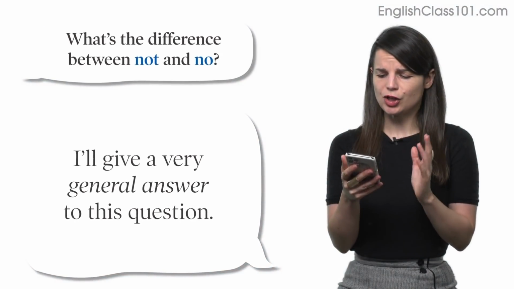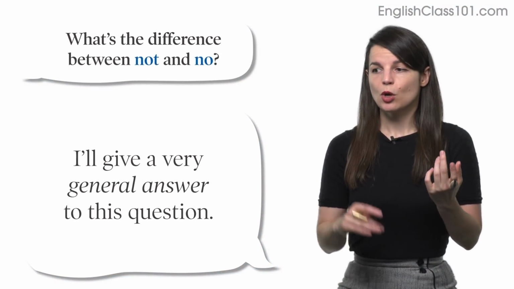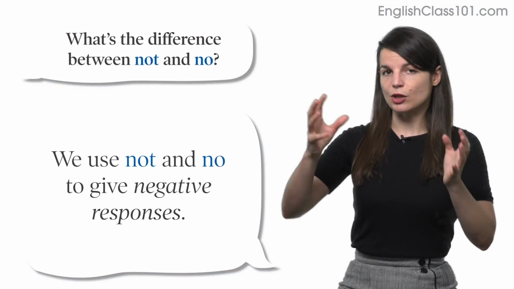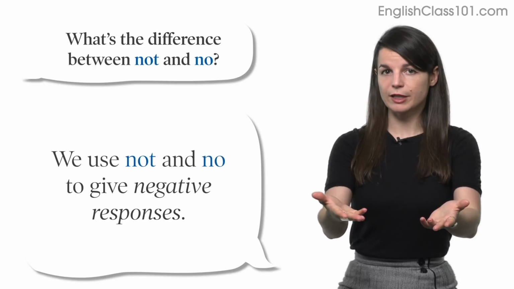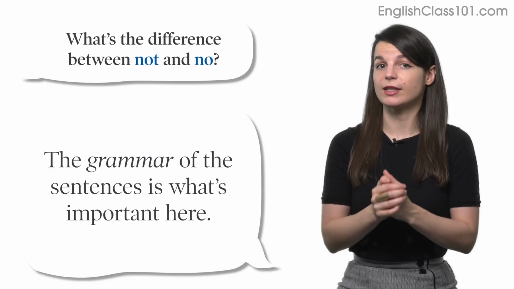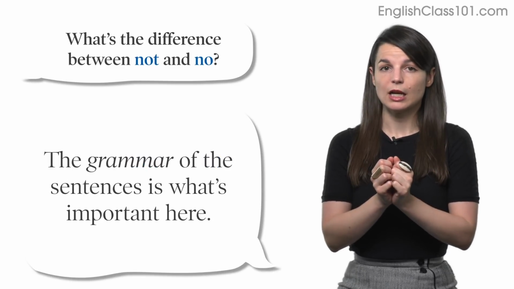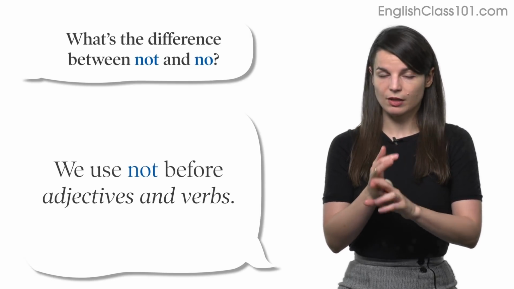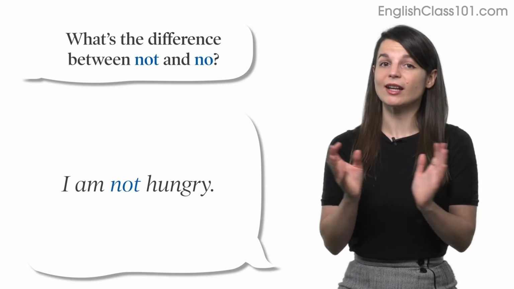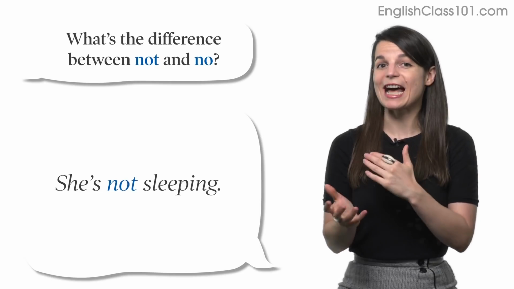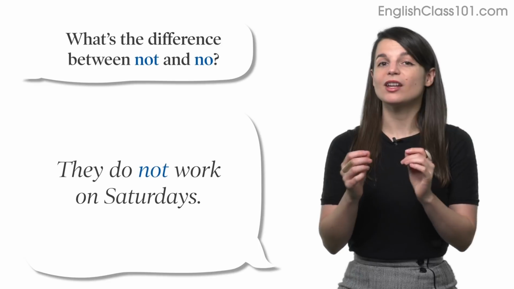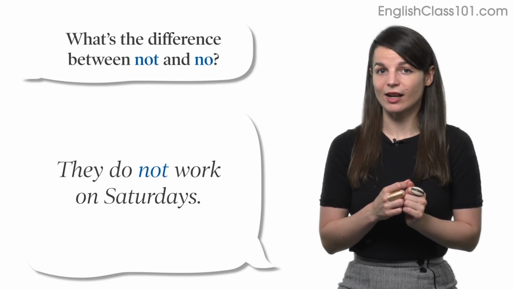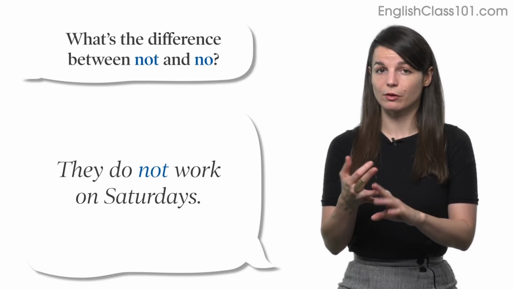I'll give a very general answer to this question. We use not and no to give negative responses to things. The grammar of the sentence is what's important here. So we use not before adjectives and verbs. For example, I am not hungry, or she's not sleeping, or they do not work on Saturdays. So this comes before adjectives or verbs.